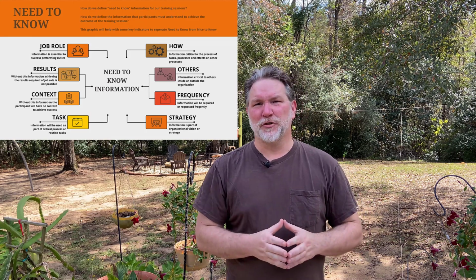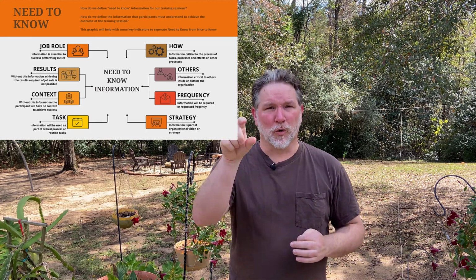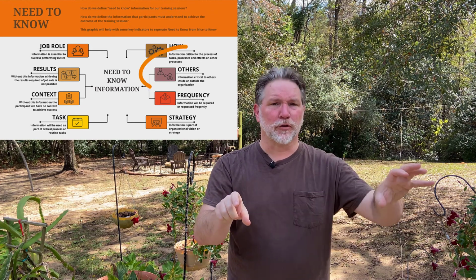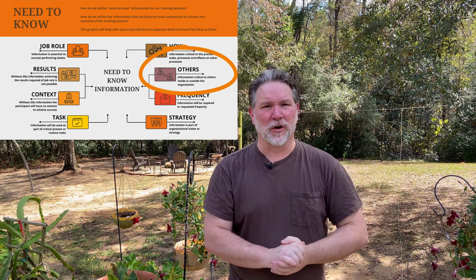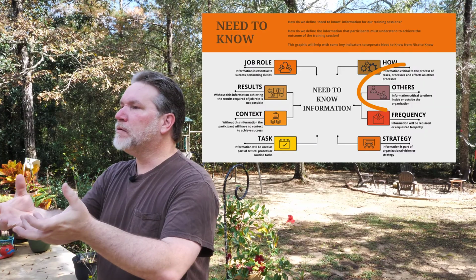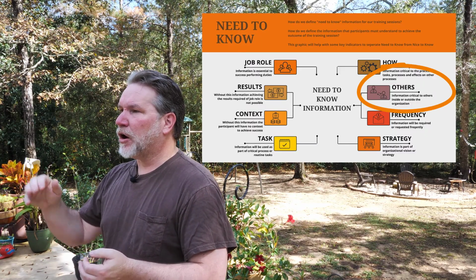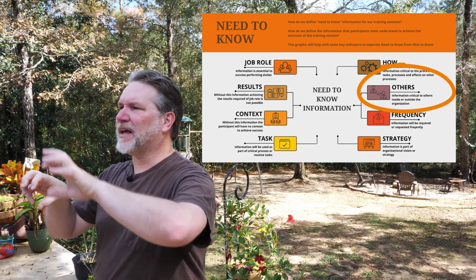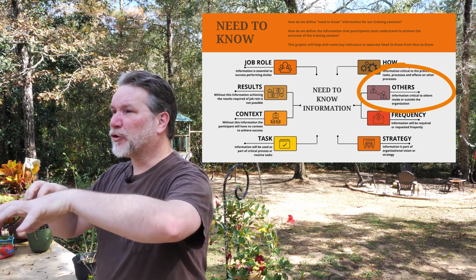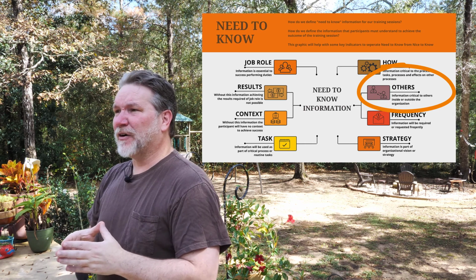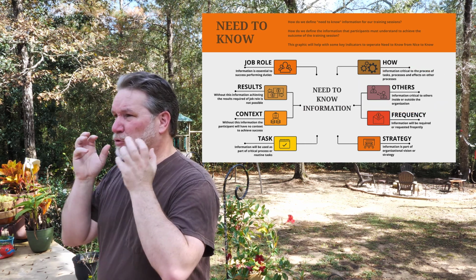How does the information you're about to share affect how your participants interact with others inside or outside the organization? If removing that information degrades the success of those participants effectively interacting with others either internally or externally, good chance that that is some critical need-to-know information.